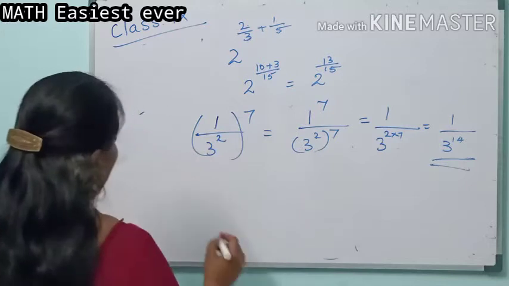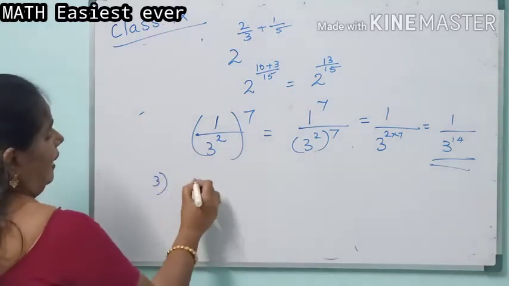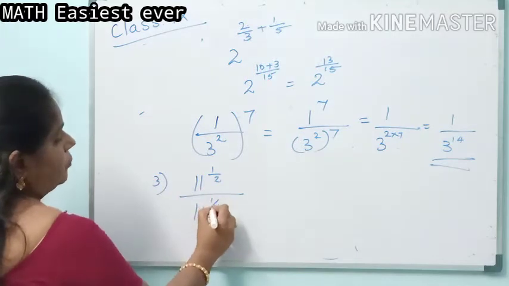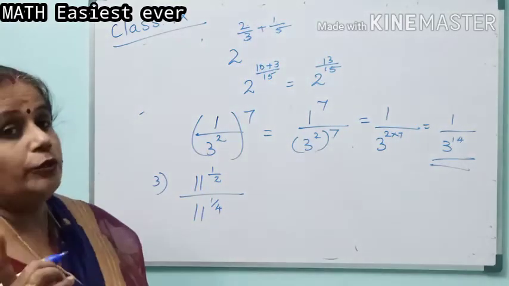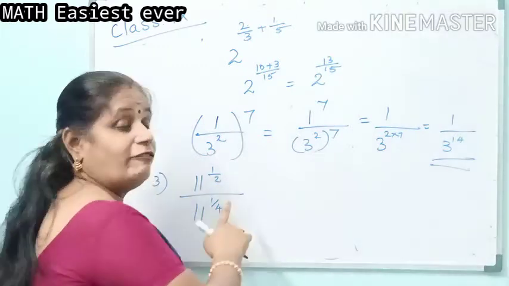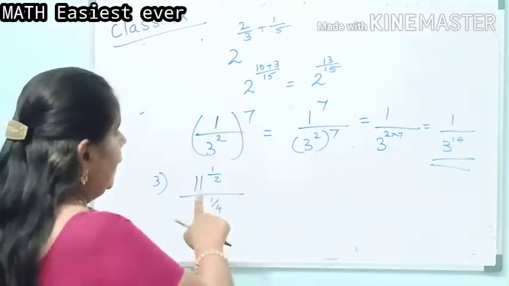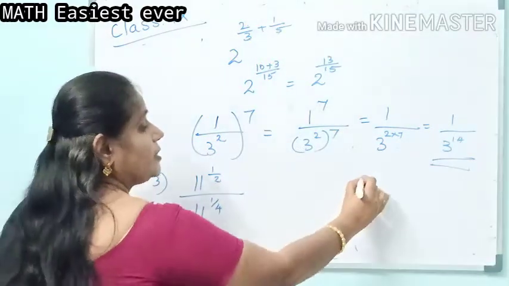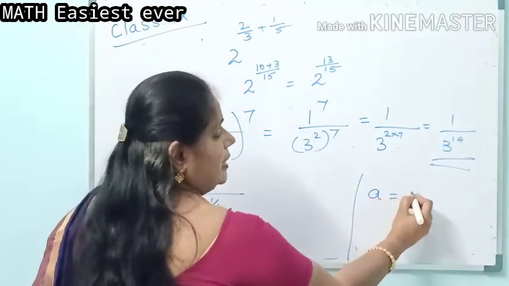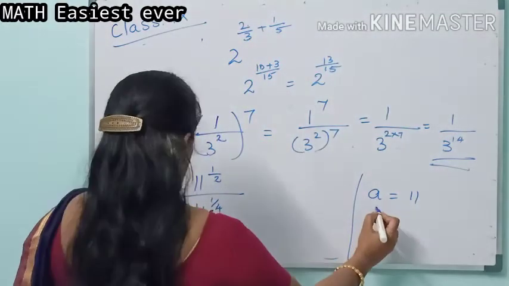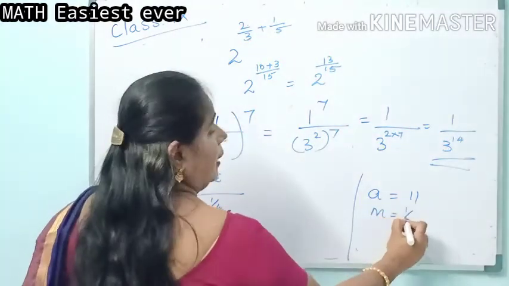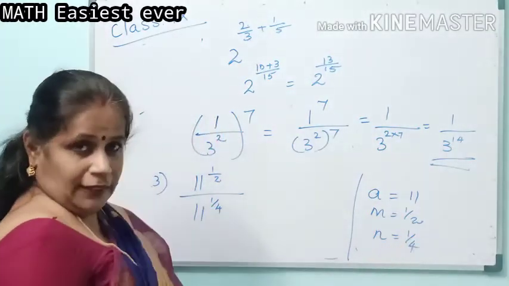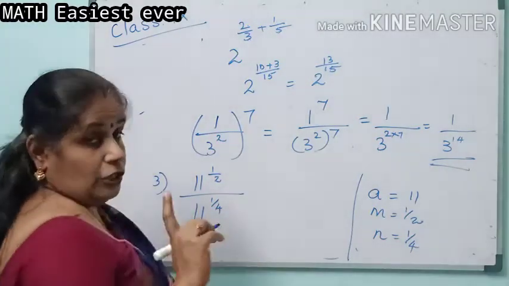Third question: 11 raised to 1 by 2 divided by 11 raised to 1 by 4. How will you do this question? You check it's of which law? a raised to m divided by a raised to n. So which is your a here? a is 11 here, and which is m? m is 1 by 2 and your n is 1 by 4. Isn't it? So which law do you use?